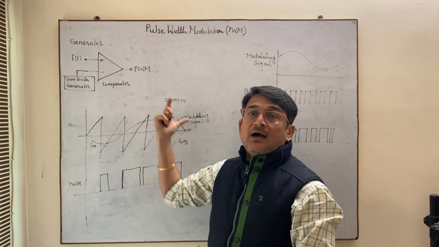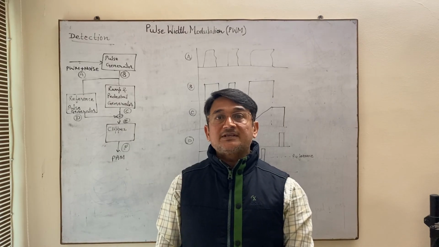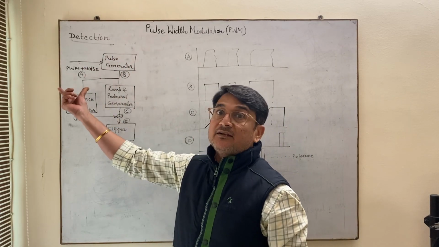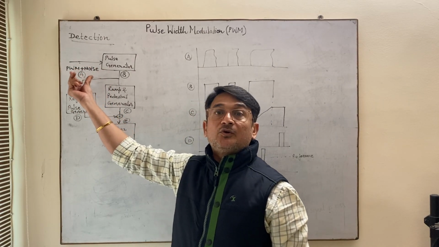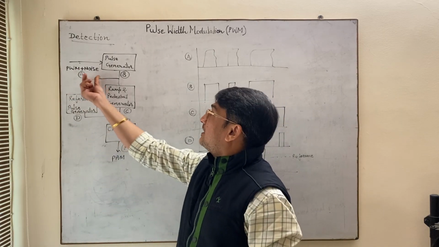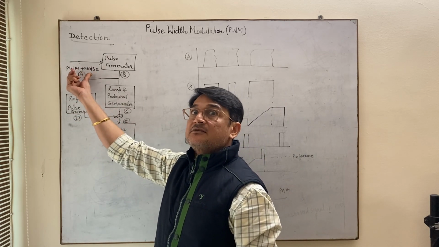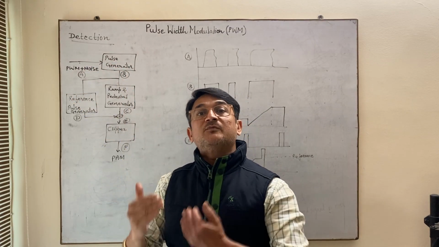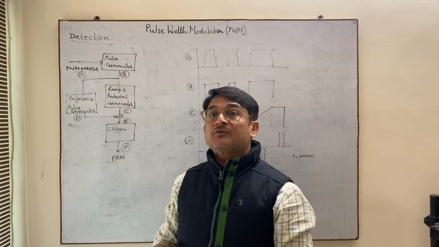So now let us see how the receiver or the detector works. Let us understand the concept of detection of the PWM signal. So how do you detect the PWM signal? First, this is the received PWM signal. As you must be aware, when a signal is transmitted through a channel, from transmitter to receiver, the channel adds some noise to it, so we will consider the signal with noise. So it is PWM plus noise, and then this is given to a pulse generator which will remove the noise, and you will get the same PWM signal which you transmitted from the transmitter.